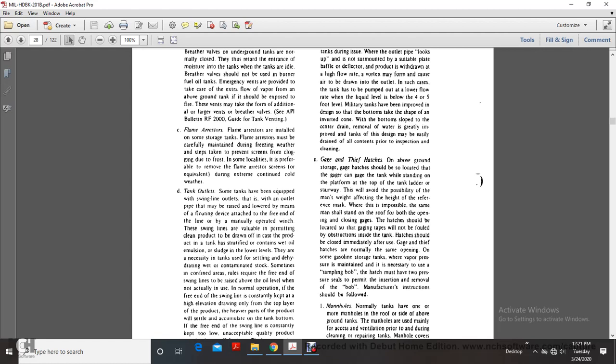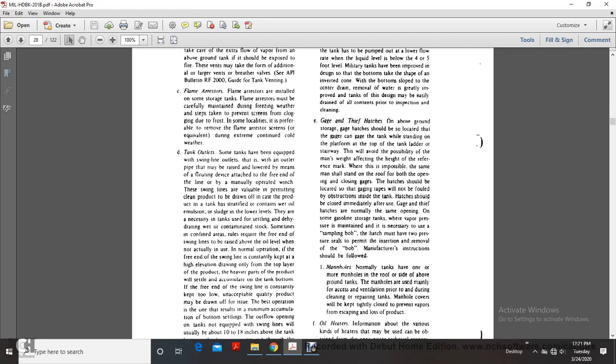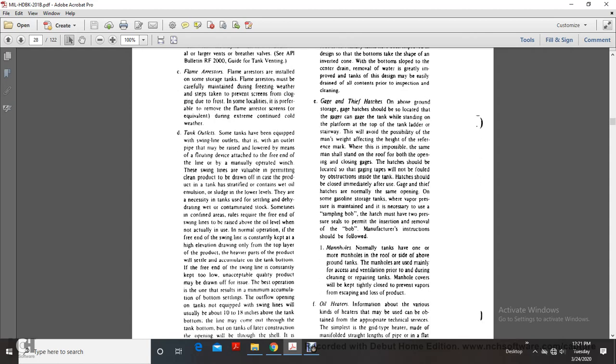Your tank outlets. Some tanks have been equipped with the swinging line outlets which for the outlet with the pipe that may be raised lowered by the means of the floating device attached to the free end of the line was manually operated by winch for the swinging the lines available for the permanent clean product with the drawing off of the case of the product with a tank with a stratified with it contains wet oil, emulsion, smudge, and lower levels. They are necessity of the tank is used for the selling of the dehydrating water, wet and contaminated stock. Sometimes confined air with the rules require the free end of the swing line to be raised with the oil level not actually in use.